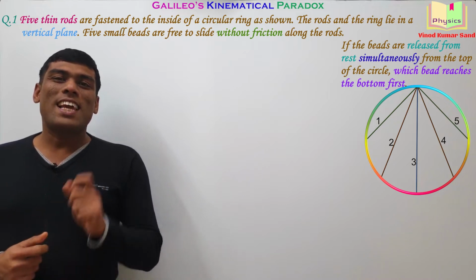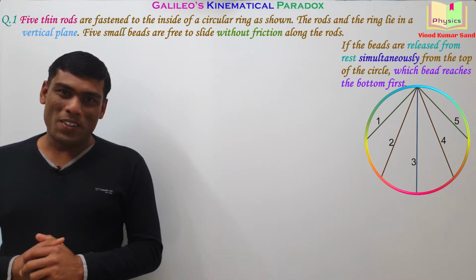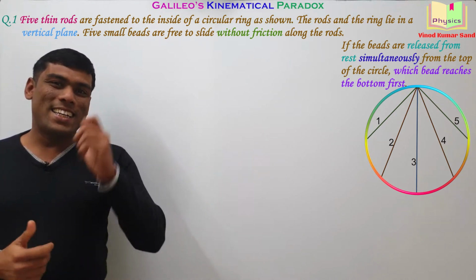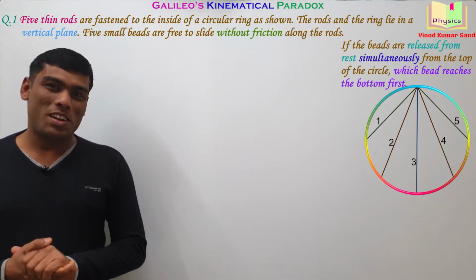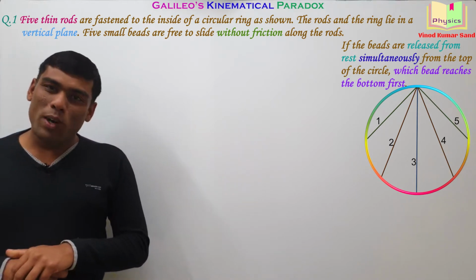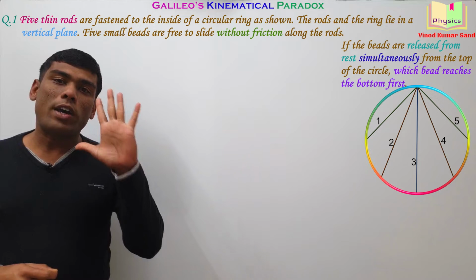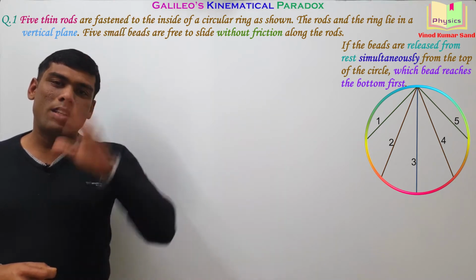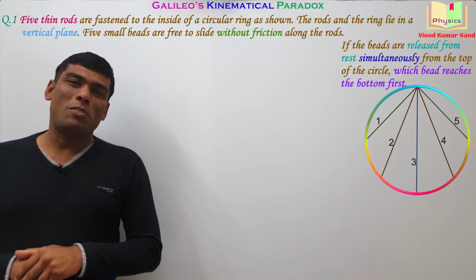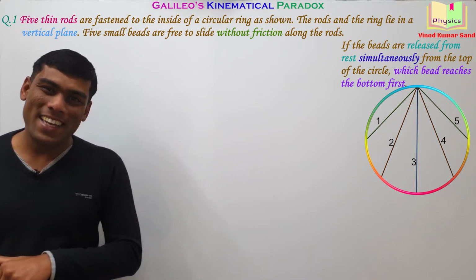It is known as Galileo's kinematical paradox. If you wish, you may pause the video here and think about the answer yourself. The situation is simple. The entire system is in a vertical plane and we release 5 beads simultaneously from the top of the ring. Which bead will reach the bottom first? Give it a try.